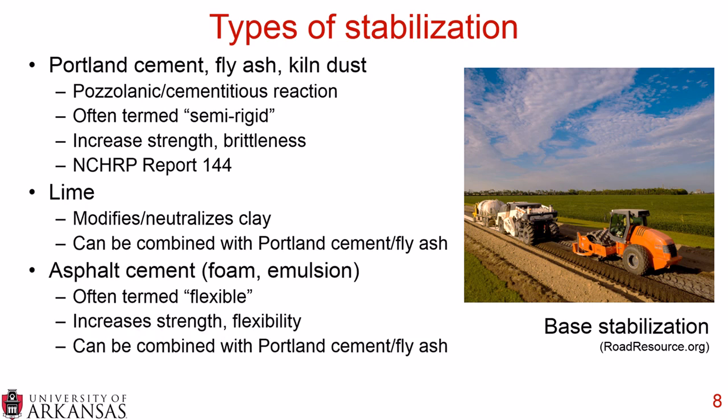And we're going to focus on the asphalt emulsion, which actually is a part of a larger group called asphalt cement stabilization or bituminous stabilization. And this can be either a foam process or an emulsion process. This is often termed a flexible stabilization, and it increases both the strength and the flexibility, and it can be combined with Portland cement and fly ash as well. But as I mentioned, we're going to focus exclusively in this presentation on asphalt emulsion.